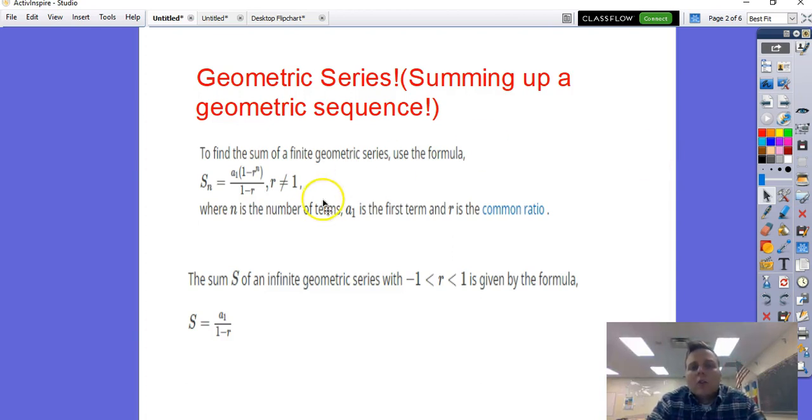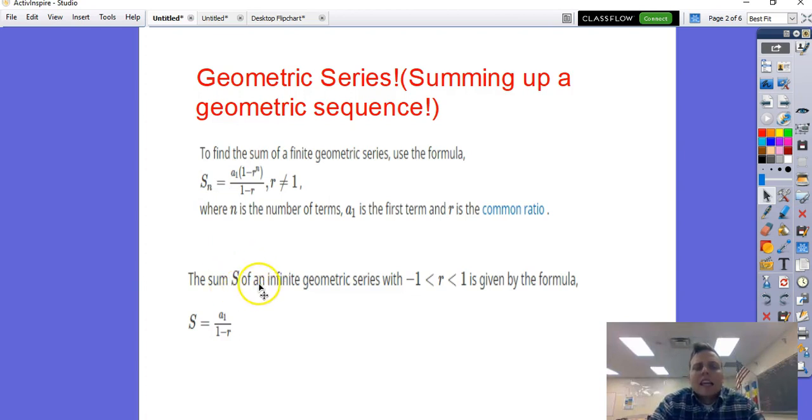Now, to find the sum of a finite geometric series, use this formula. S sub n is equal to the first term times 1 minus r to the n, divided by 1 minus r. r cannot equal 1. That should make sense, because if r equaled 1, you'd get 1 minus 1 on the bottom, which would be 0, and we can't divide by 0. So basically, we'll never have a problem where r equals 1. Here n is the number of terms, a1 is the first term, and r is the common ratio. You should write all that down.